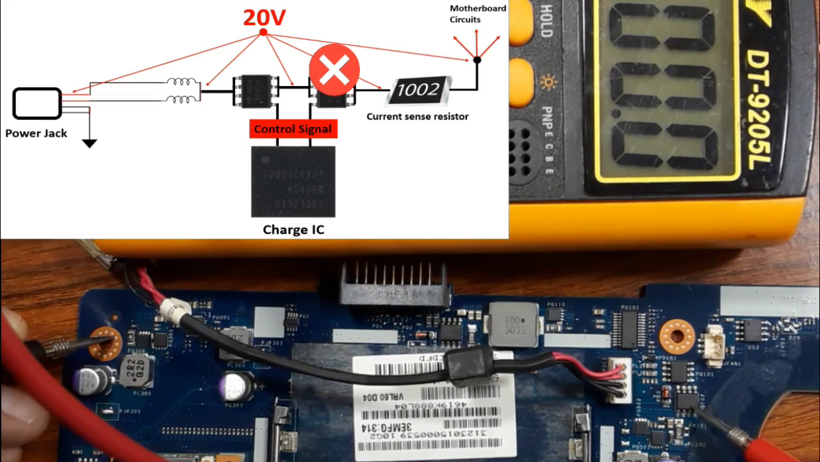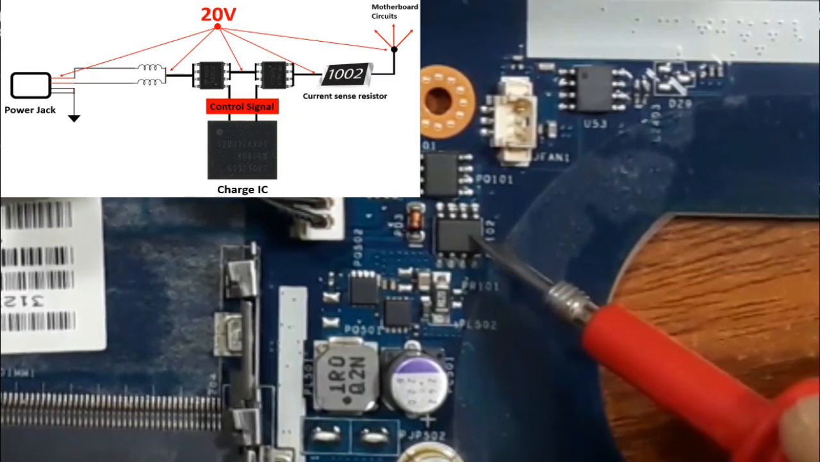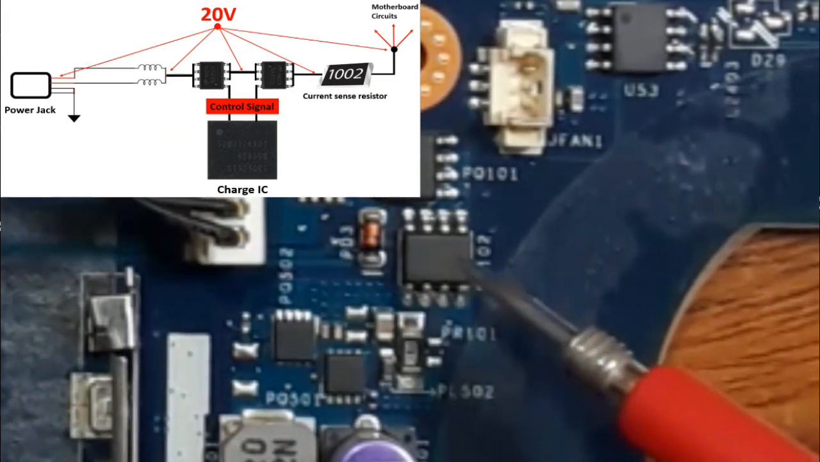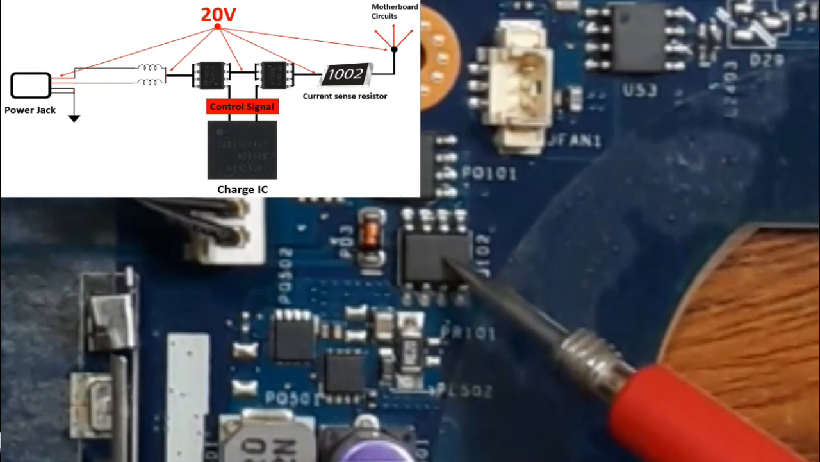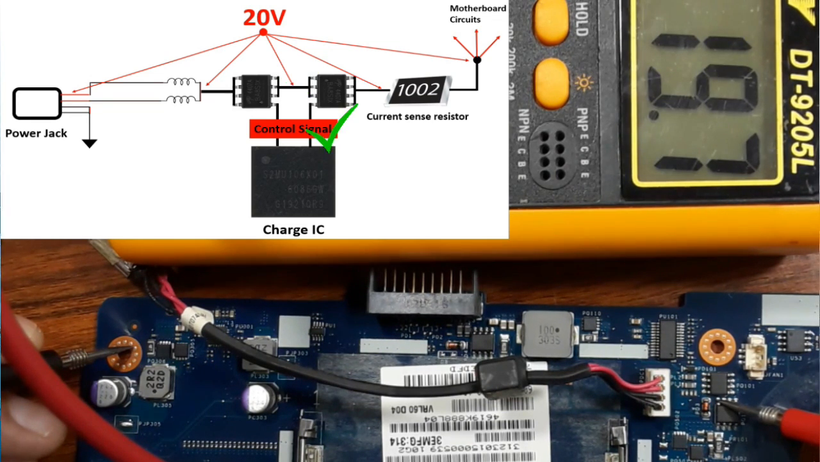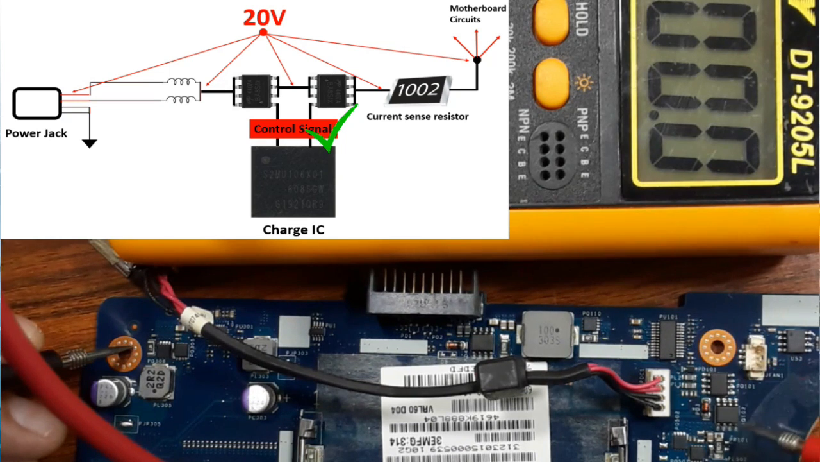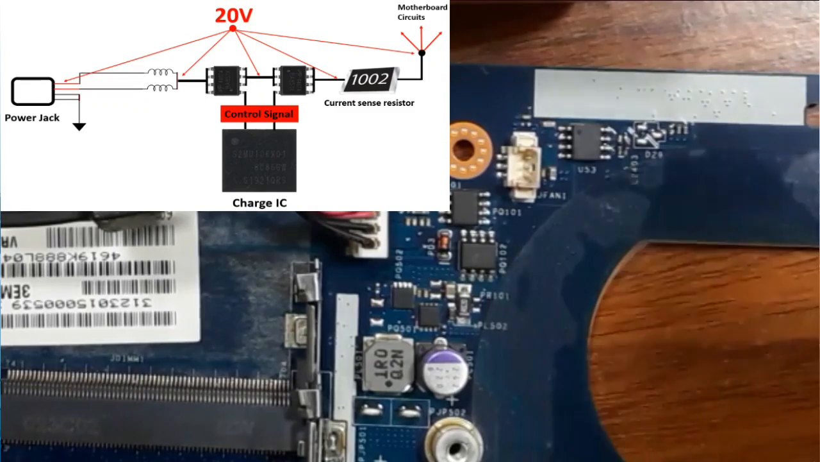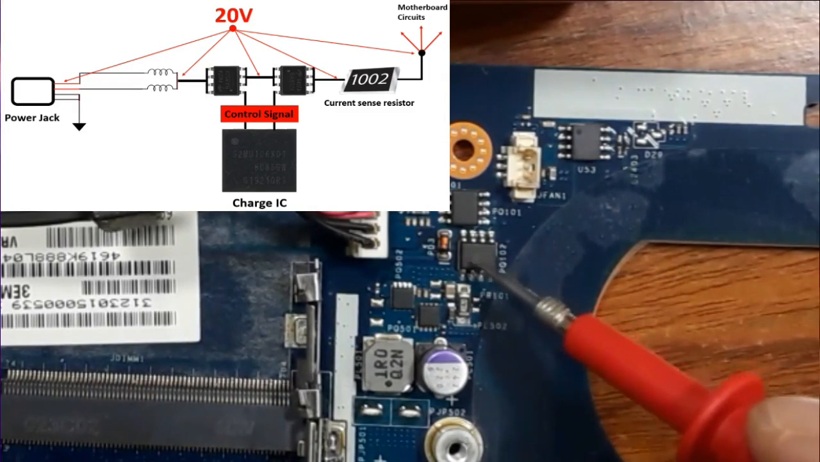We should replace this MOSFET with a serviceable MOSFET. This is the problem for this motherboard, because here, as you can see, in the source we have the voltage, and also the gate receives the control signal from this IC, but we don't get any voltage here. It means this is the problem. We should replace this MOSFET. So let's go and replace this MOSFET.